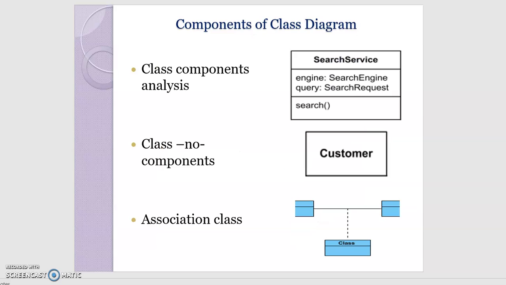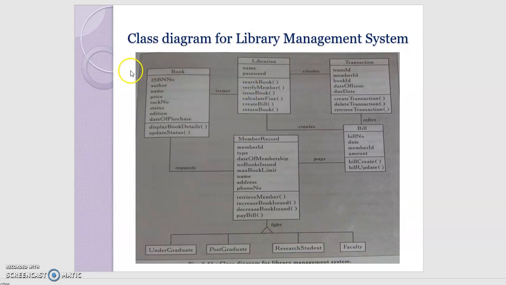Here you can see some class diagram. Example, class diagram for library management system. We have created five classes: book, librarian, transaction, bill and member record. First you have to write the class name, then the attribute names and the functions performed by that particular class.